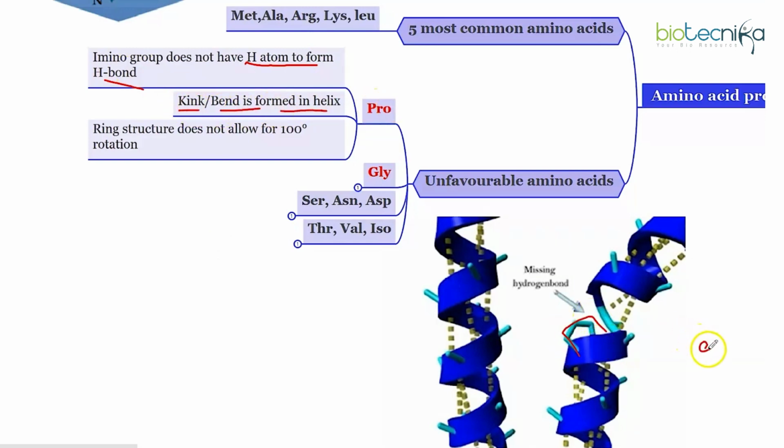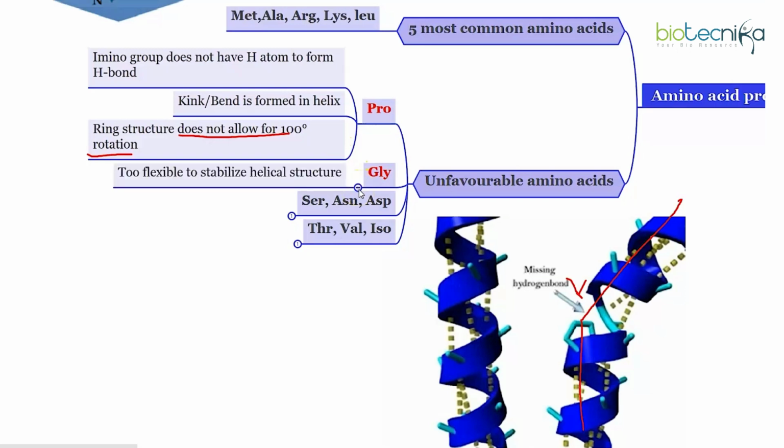Since the proline peptide bond is just CON, it doesn't have the H, because we know the proline side chain is connected with its own amino group, because of which the hydrogen is missing. And we know that in alpha helix, hydrogen bonding forms between the CO group and the amino group, that is the NH group. So if the NH is itself not there, that hydrogen bond will be missing, because of which a kink or a bend is created in the alpha helix. Also, the ring structure does not allow for 100-degree rotation. Another one which is not favored is glycine.